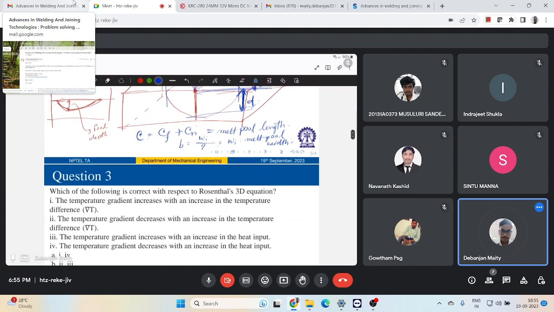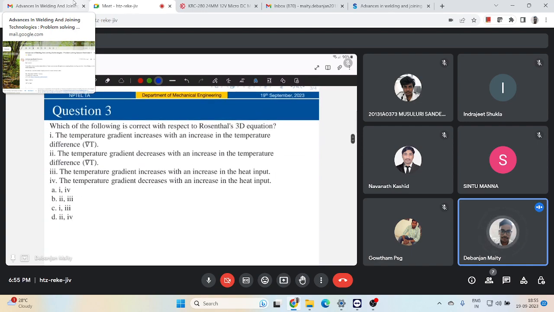Okay. So let's move to the next question. This is from analytical solution of this temperature distribution, and that is something on Rosenthal's steady equation. Do you remember this? First tell me. We will stick to the basic.